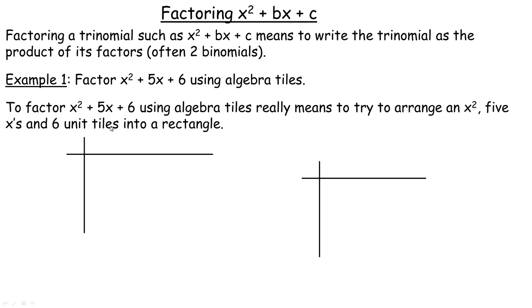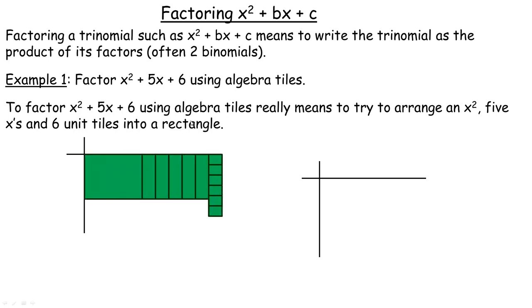So to factor x squared plus 5x plus 6 using algebra tiles really means to arrange an x squared, 5 x's, and 6 unit tiles. And so this is what they look like. So this is the x squared tile, so it's supposed to be at dimension of x by x. The length and width are both x, so that would have an area of x squared.